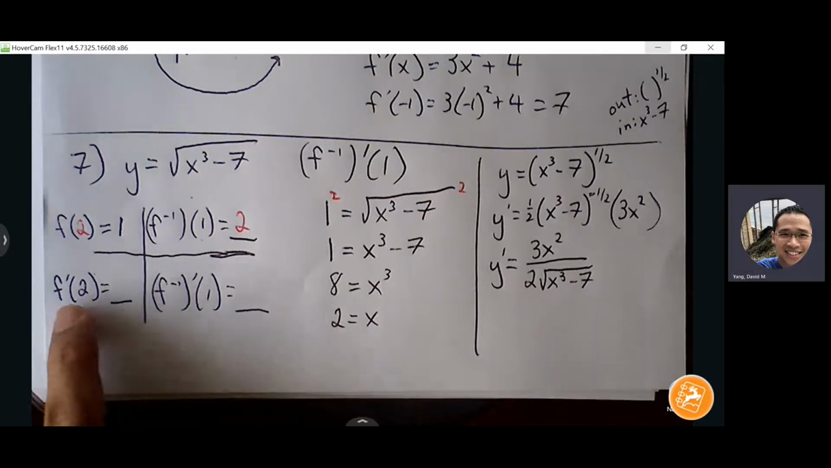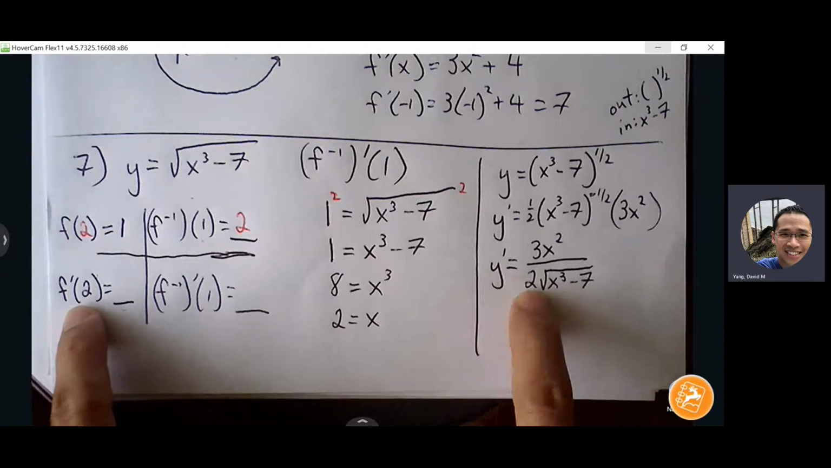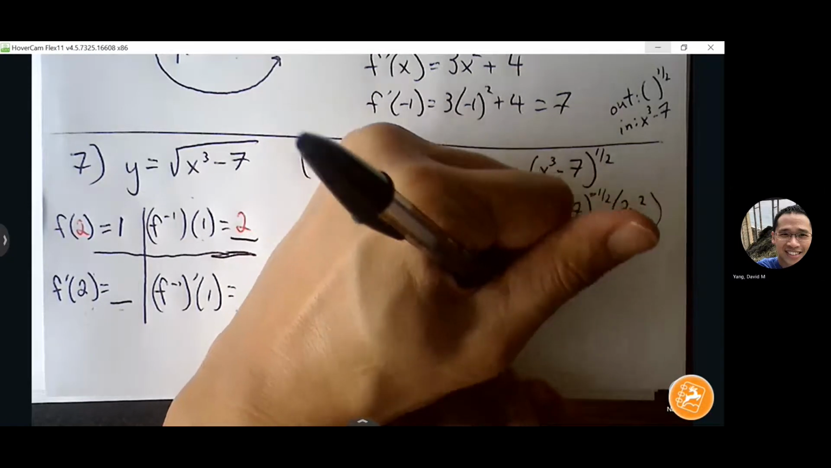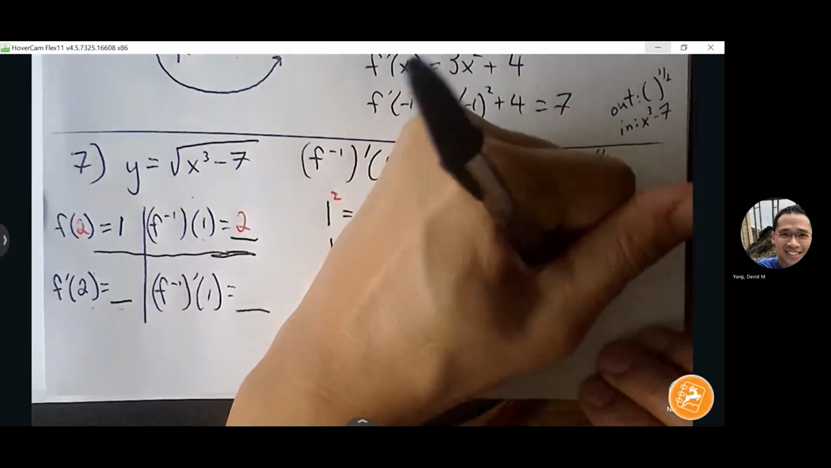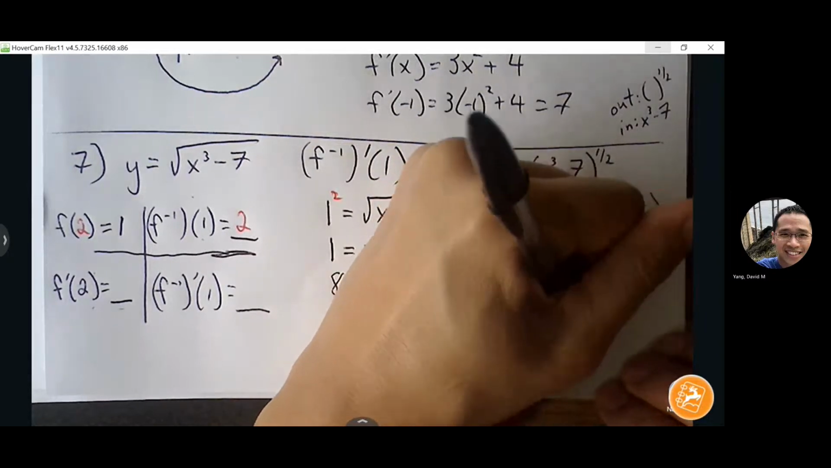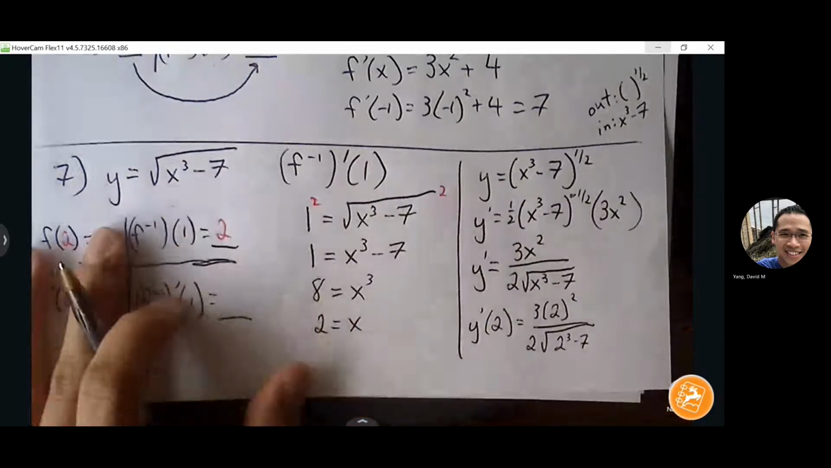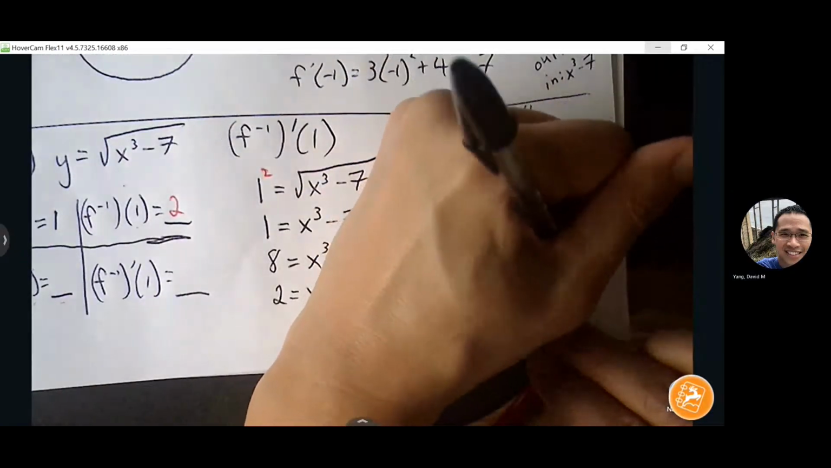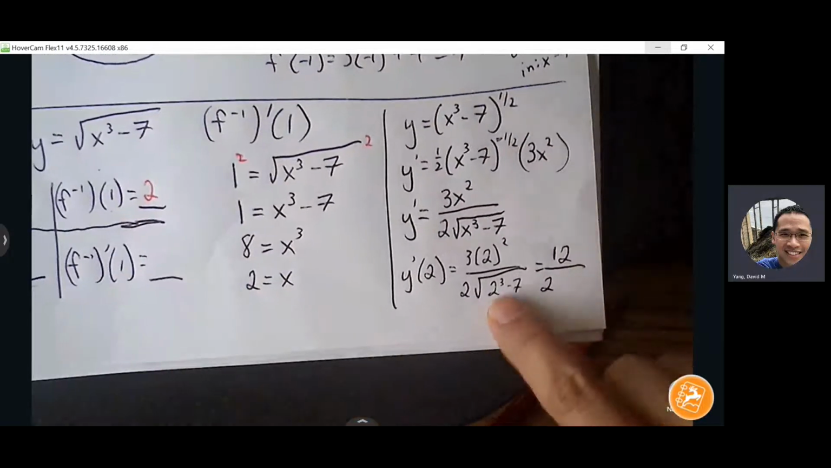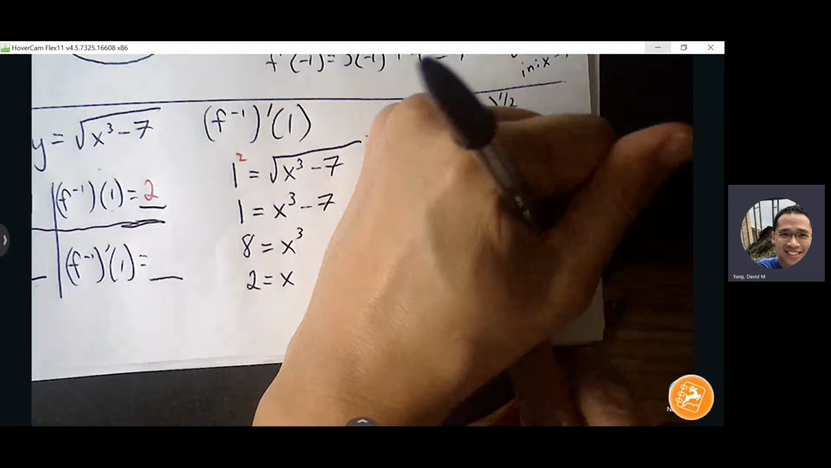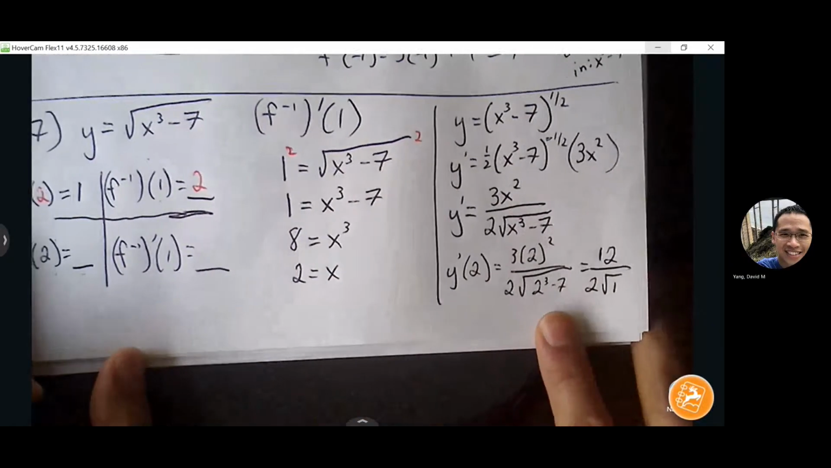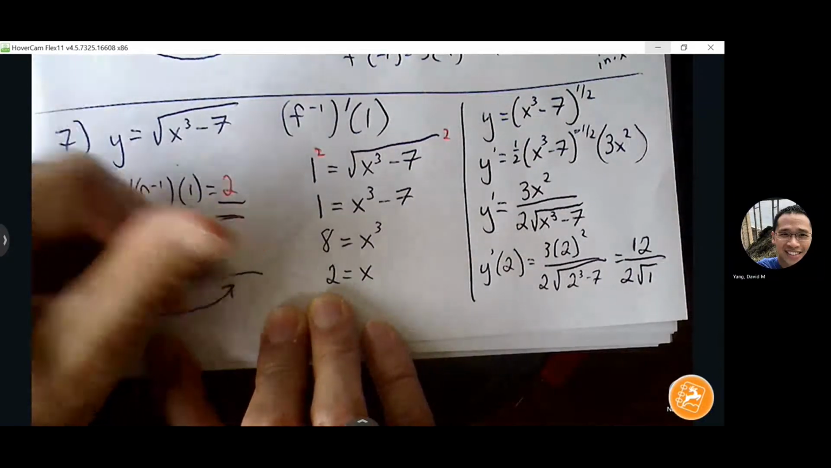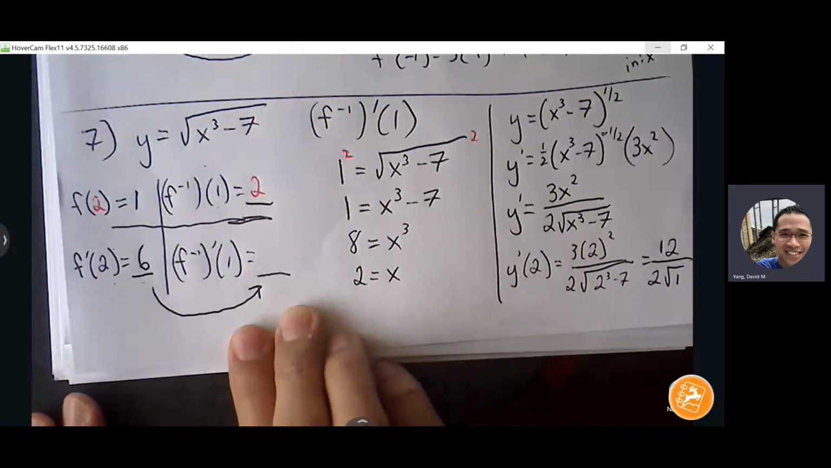Plug in what? Plug in 2, right? Now I can find y prime, y is the same thing as f. So plug in 2 for my y prime. And 3 times 4 is 12. Cube root, 2 cubed is 8. 8 minus 7 is 1. Square root of 1 is just 1. 12 over 1 is just what? 6. So if f prime of 2 is 6, then the derivative of f inverse at 1 must be what?